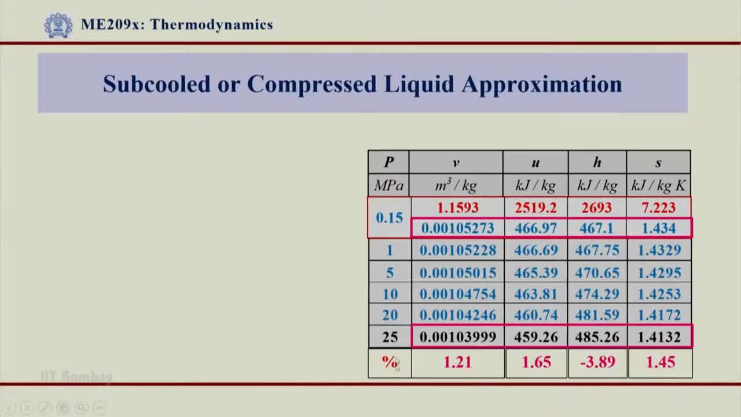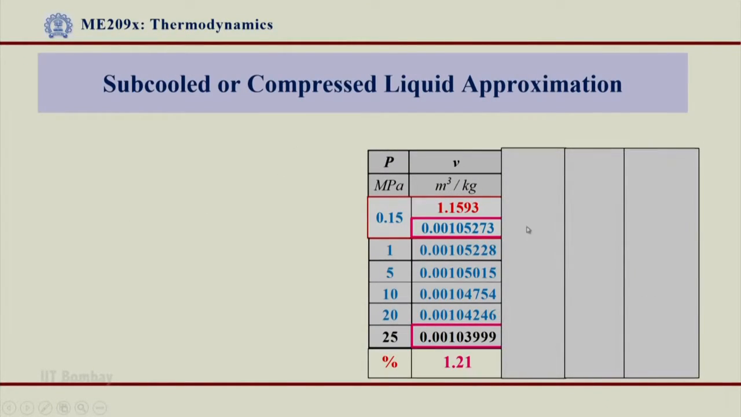So, what do I conclude from here? It is a very important conclusion that can be drawn from these numbers. If I concentrate on the property column, which is specific volume, we can say that the specific volume at 25 MPa can be approximately equal to the specific volume at 5 MPa, or for that matter 10, 20 MPa, and all of these are equal to Vf at 0.15. That means the specific volume at 0.15 MPa, or on the LV line, on the two phase curve, alright.